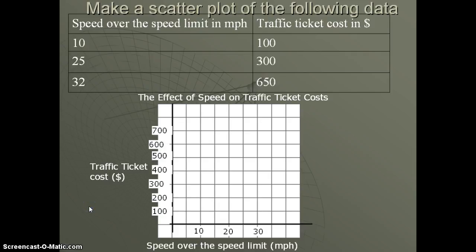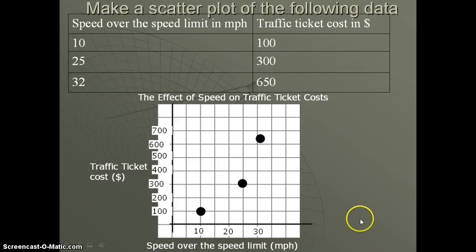Alright, now I can actually plot my points. So when a person was going 10 miles over the speed limit, their traffic ticket cost $100. When someone was going 25 miles over the speed limit, so 25 is going to be right here, they had to pay $300. And when someone was going 32 miles over the speed limit, they had to pay $650. So 32 is going to be right around here, and then 650 is going to be around here.